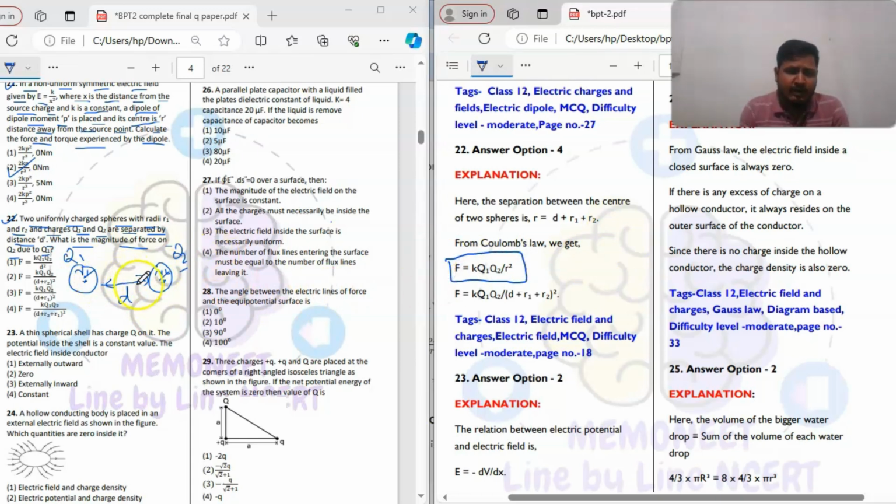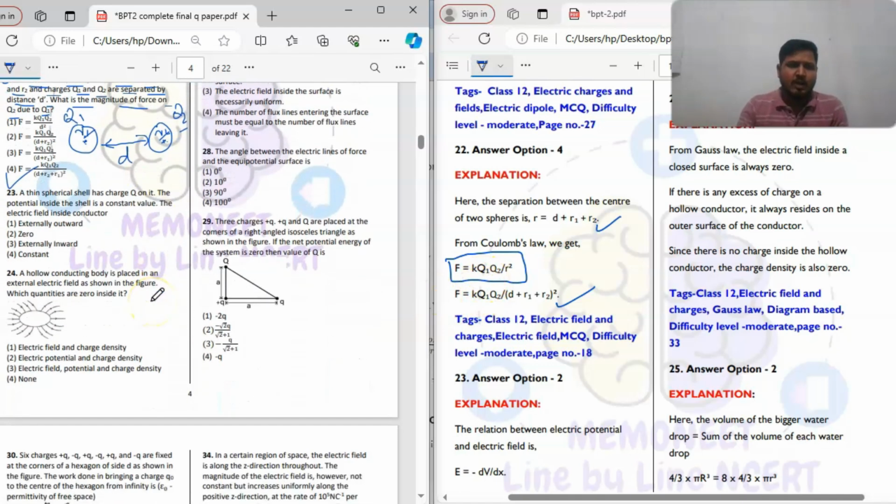So what is the total distance here? We take the distance from the center. So this is r1 plus r2 plus d. This is the R. Now put the value of R and we get F is equal to k q1 q2 by (d plus r1 plus r2) whole square. So our fourth option is the correct option. You must have knowledge about the basic concept of Coulomb's law. Now move to the next question.